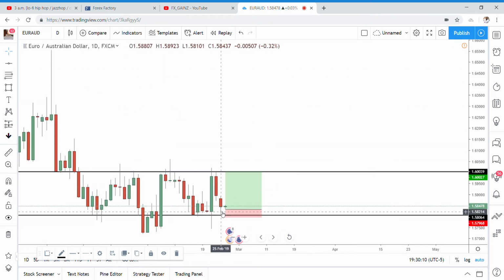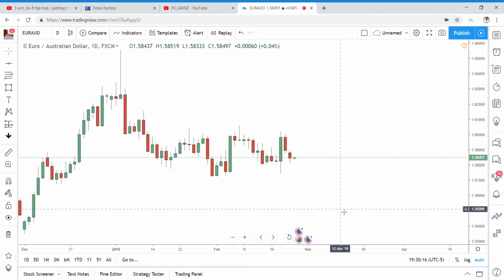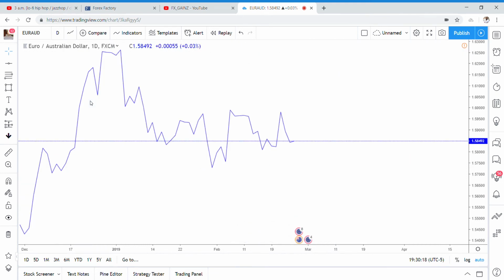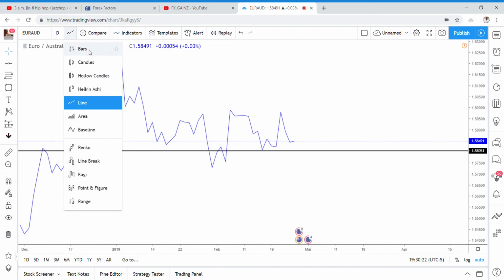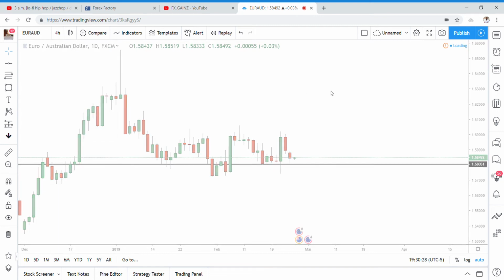For this reason, we go to the daily. We saw this rejection candle here. It's rejecting this level here. And let's go back to our beautiful line chart. So, bam, level there. Candlestick chart, rejection, beautiful rejection. Go to the 4-hour chart.